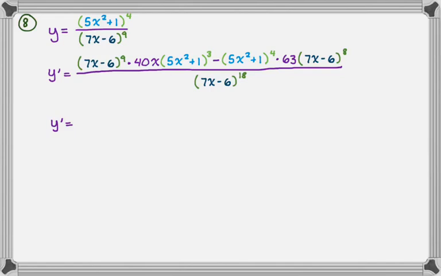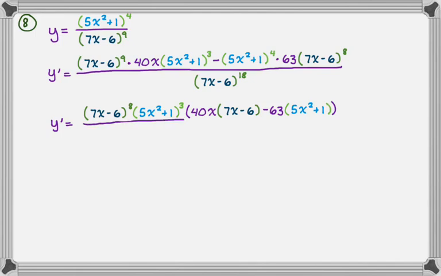40 and 63 do not have any common factors, so we're not going to factor anything out of that. I see 7x minus 6 to the 9th and the 8th, so take out to the 8th. I see a 5x squared plus 1 to the 3rd and the 4th, so we take out to the 3rd. So now we're going to have parentheses, and we see what's left. So 40x is still there, and then a 7x minus 6 is still there, and then minus 63 stays, and then a 5x squared plus 1. 5x squared plus 1 stays. Okay, and then all of that.